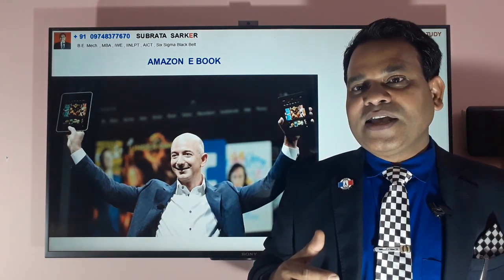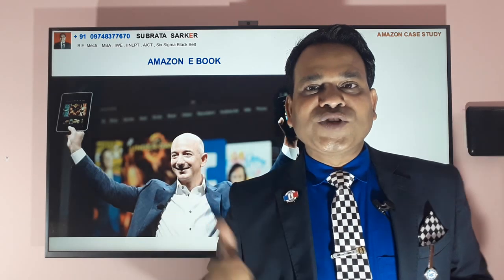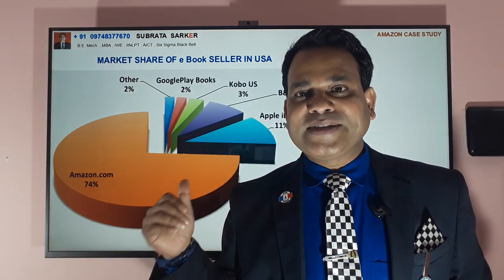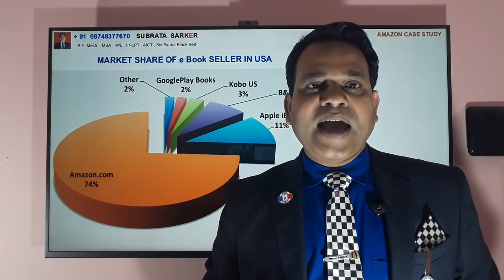And e-books also. Mr. Jeff Bezos basically started with online book selling. Now he has captured a huge share of the e-book market through Amazon. In the US, you can say 74% of the market is captured by Amazon.